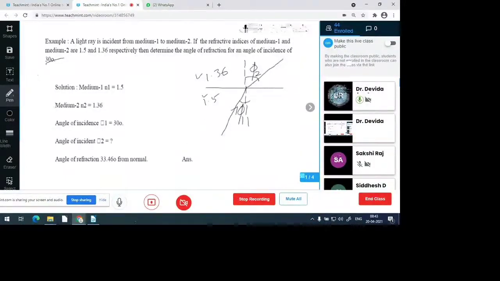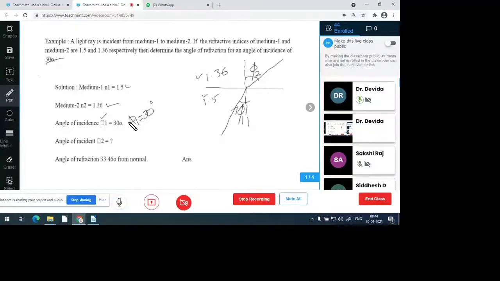Medium 1 has refractive index 1.5. Medium 2 has refractive index N2, 1.36. Here the angle of incidence is phi 1. This is phi 1. Phi 1 is equal to 30 degrees.